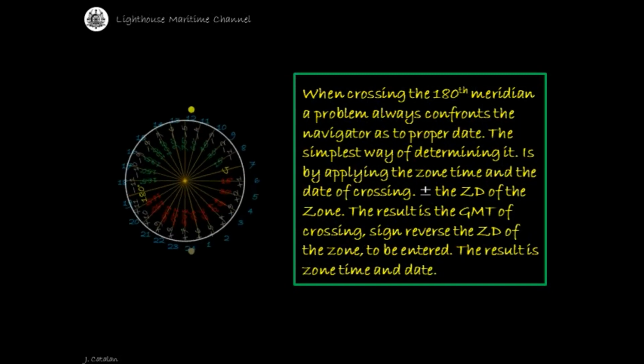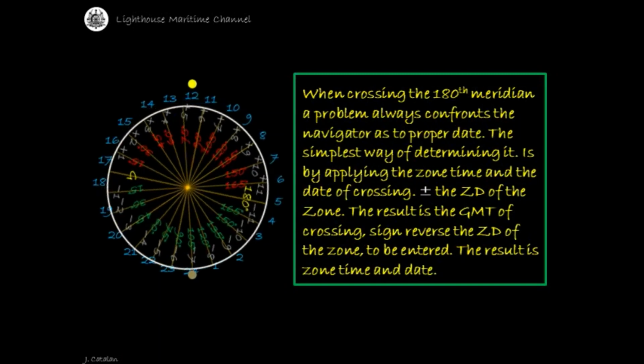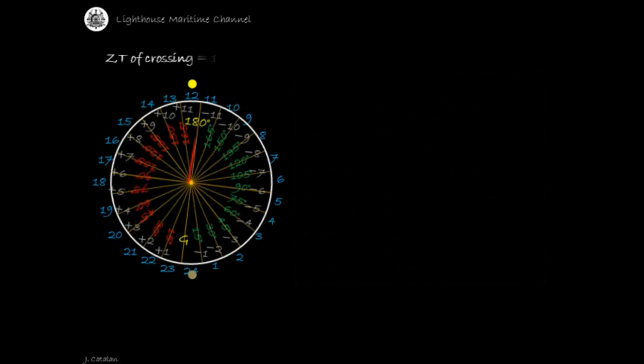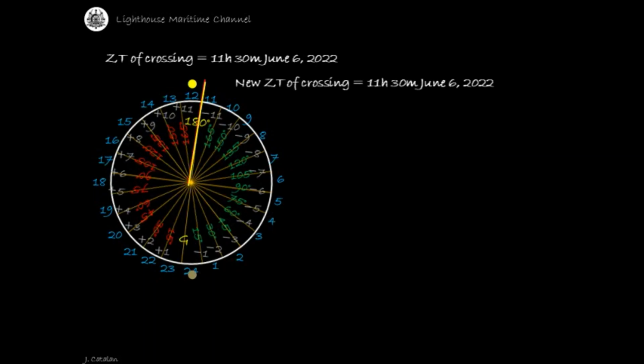Using the time wheel to visualize the problem and for plotting purposes. ZT of crossing is equal to 11 hours 30 minutes on June 6, 2022. New ZT of crossing is equal to 11 hours 30 minutes on June 6, 2022.